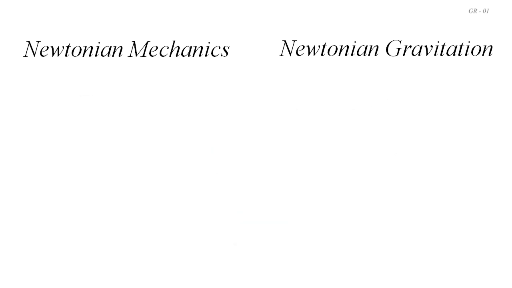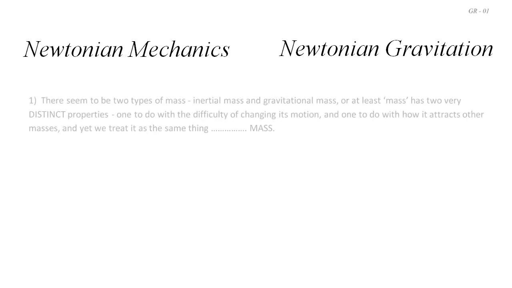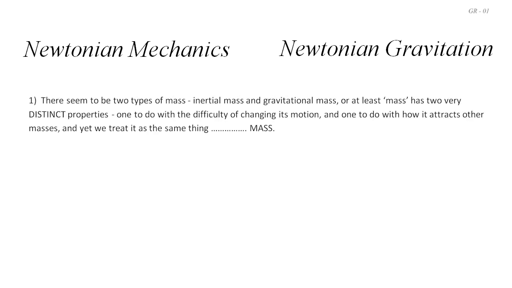Here's a list of a few of those issues that I believe it has thrown up so far in this little discussion. Number one, there seem to be two types of mass, inertial mass and gravitational mass, or at least mass has two very distinct properties, one to do with the difficulty of changing its motion, and one to do with how it attracts other masses, and yet we treat it as the same thing, mass.